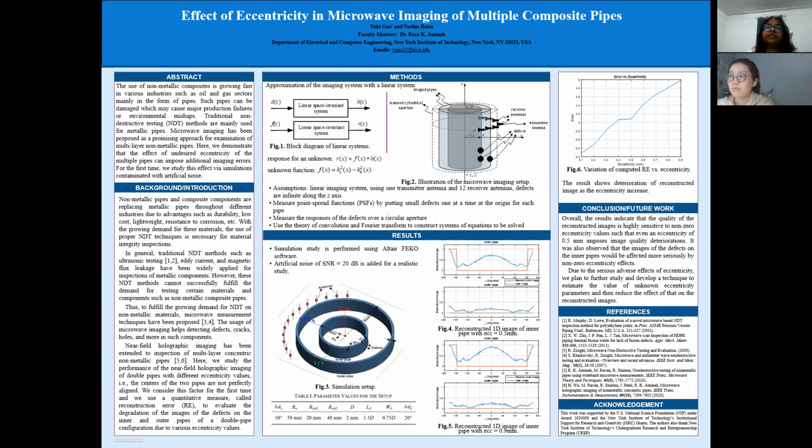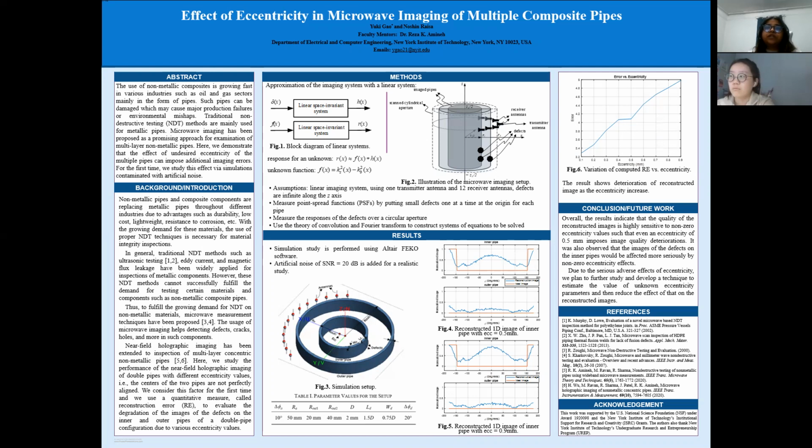This model was simulated in UltraFeco software, which allowed us to experiment on the effect of eccentricity with close approximation to a real scenario. We added noise of 20 dB for a realistic study. Our initial experiment included an eccentricity of 0.5 millimeter on the inner pipe only, with multiple defect angles. Those results were favorable, leading us to further our study on eccentricity. Eccentricity is the distance between the centers of the outer and the inner pipe.